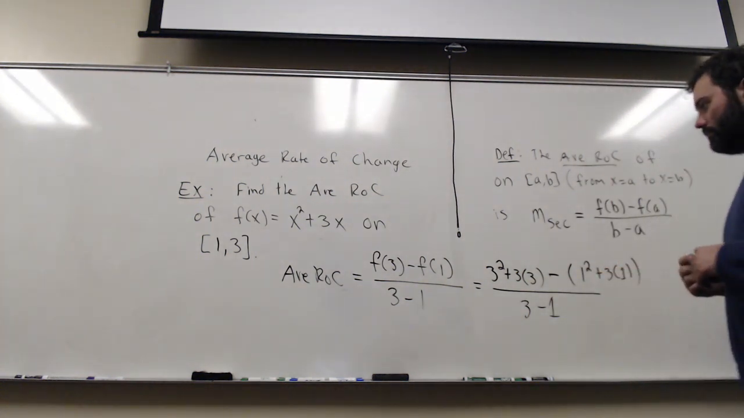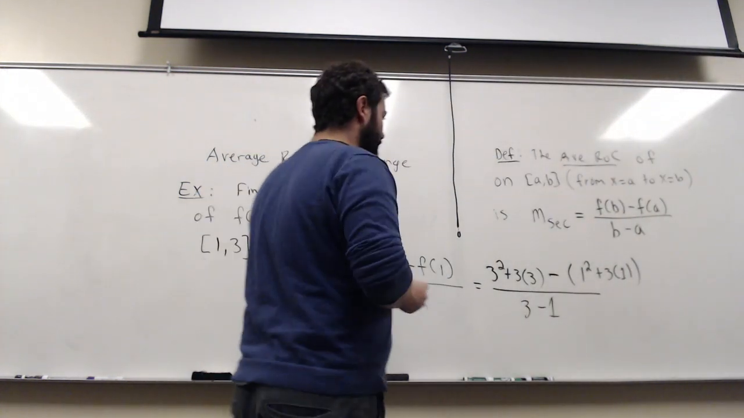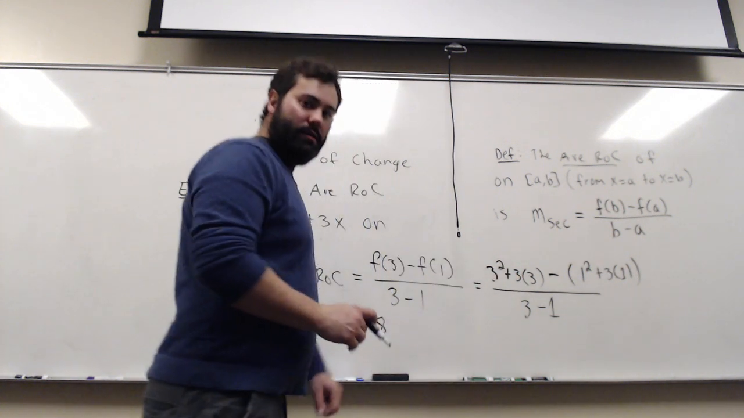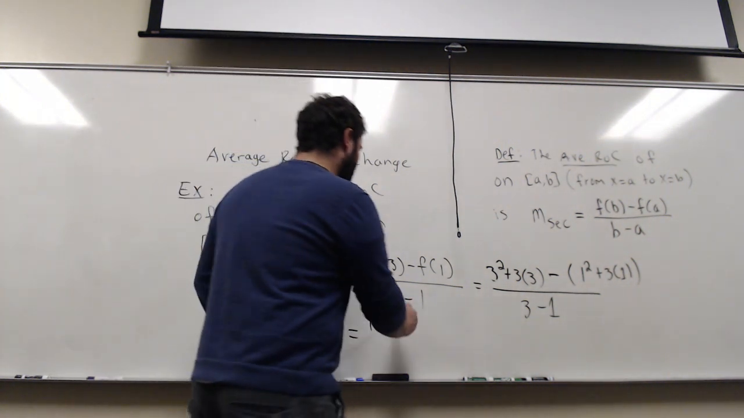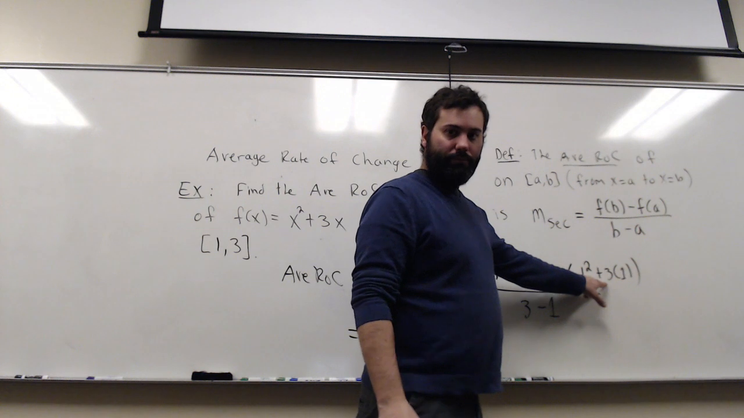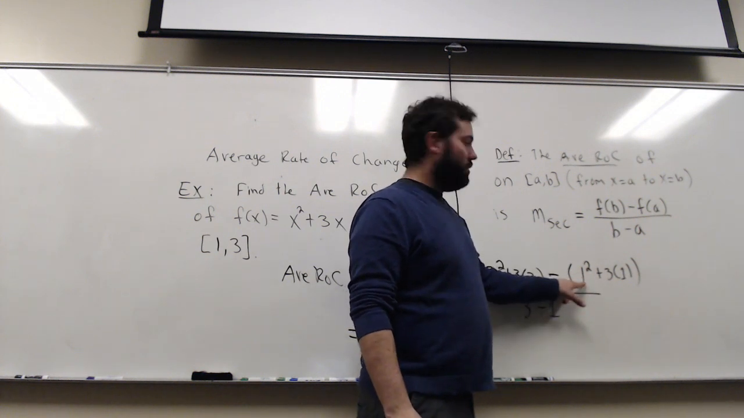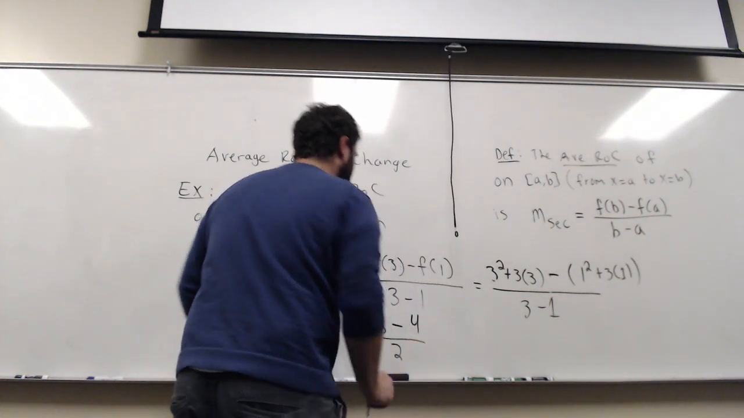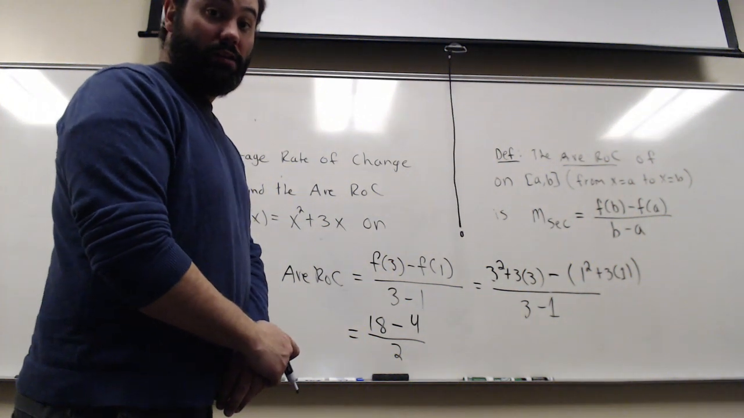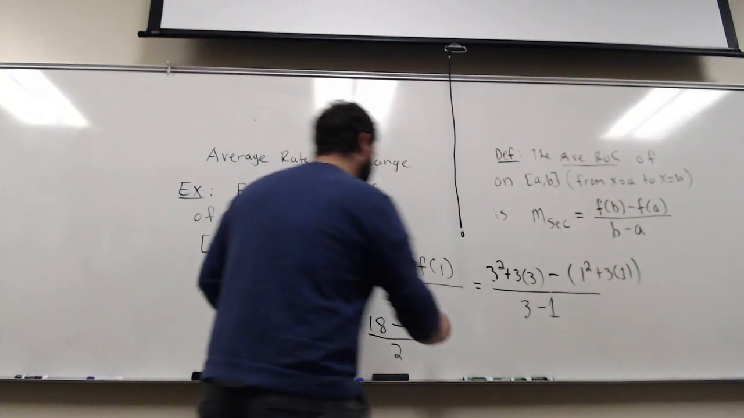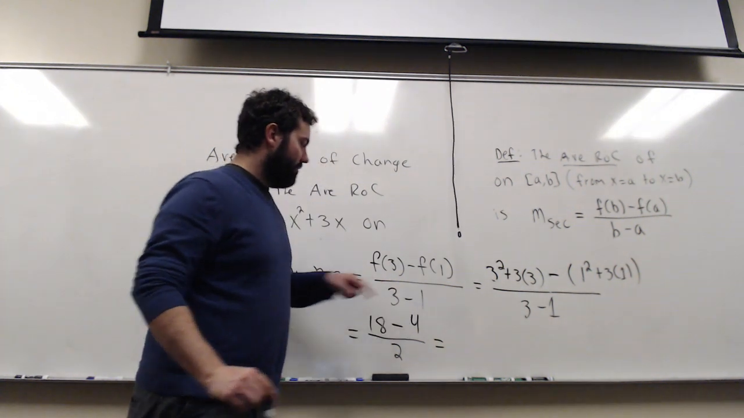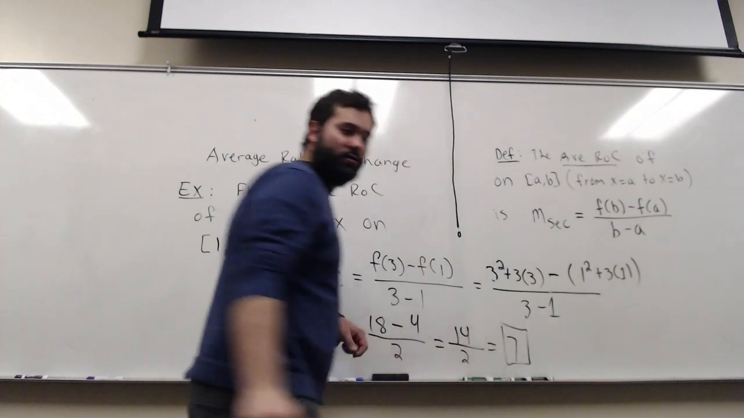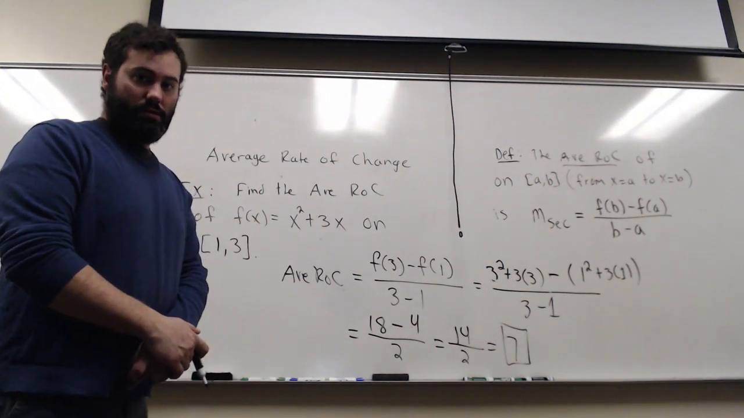Okay, and you can go ahead and simplify this. 3 squared is 9, plus another 9 would give me 18. That would be f of 3 minus f of 1, and f of 1 is 1 squared plus 3 times 1, which is going to give you positive 4, and then you would divide by 3 minus 1, which equals positive 2. Now 18 minus 4 is 14, divided by 2, and I will get an average rate of change of positive 7.